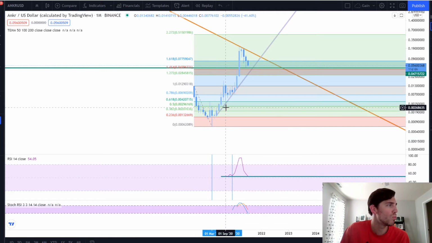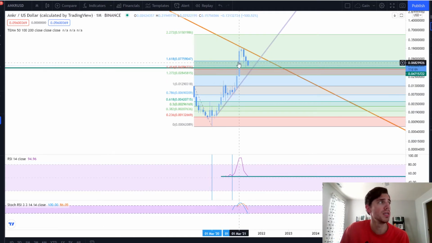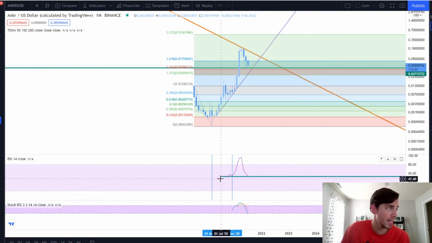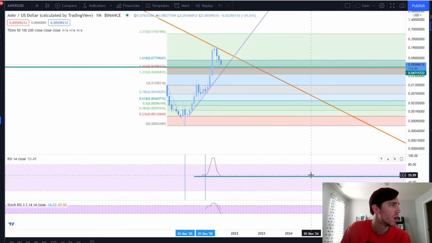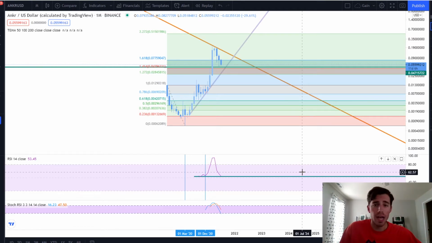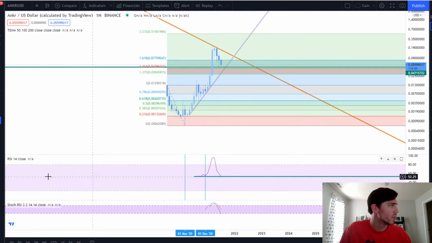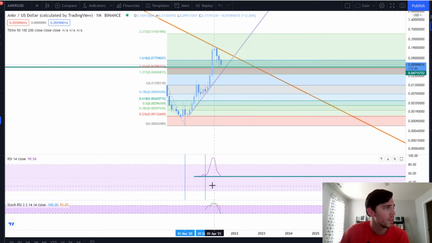But once the RSI started to be tracked and recorded and calculated, we began at this 52.86 level, around the 52 mark. Well, as you can see here, the current RSI is at 53.45. If you look right here, it's at 53.45. So we're approaching basically the all-time monthly low RSI for Ankr.